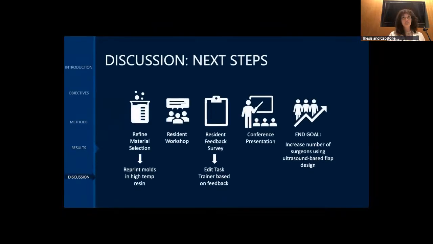The next steps for this project are refining the material selection. An important note is that the molds that I printed, because they were made out of ABS, can only withstand a certain temperature. And so if the materials would like to be used to be more specific for ballistics gel or plastisol or things like that that have a higher temperature, the molds can be reprinted in a high temp resin, which is one of the benefits of going for a digital mold instead of a traditional mold.